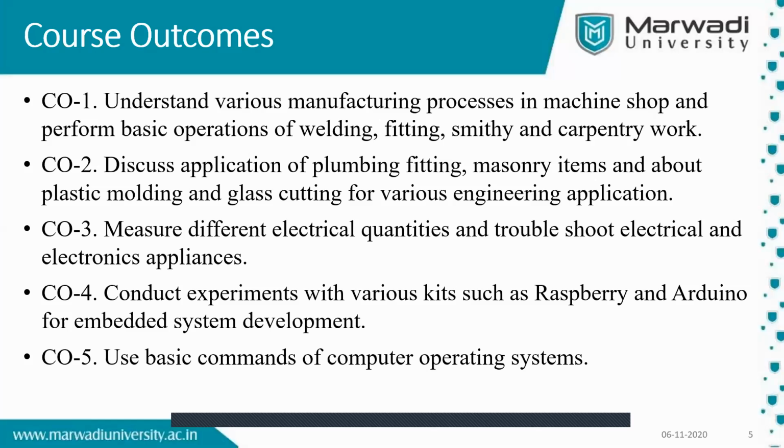The first course outcome is understanding various manufacturing processes in a machine shop, and performing basic operations of welding, fitting, smithy, and carpentry work. That means in course outcome one, we have to learn different mechanical machines, how we operate them, what their functions are, and how they work. All these things we achieve by course outcome one.